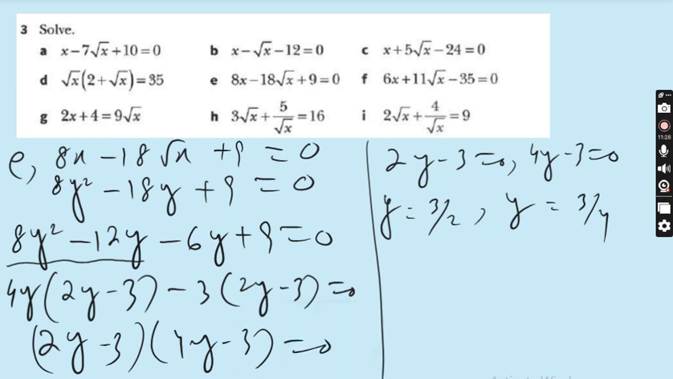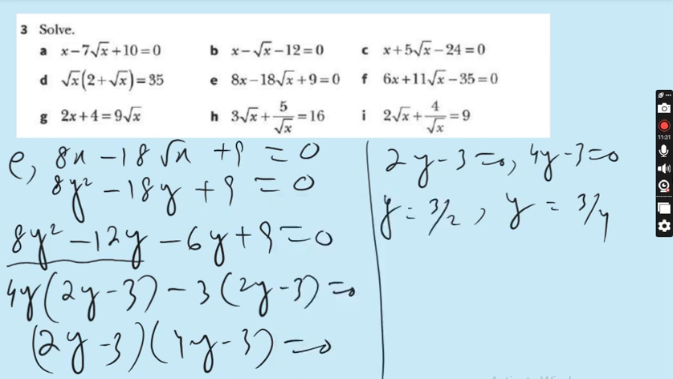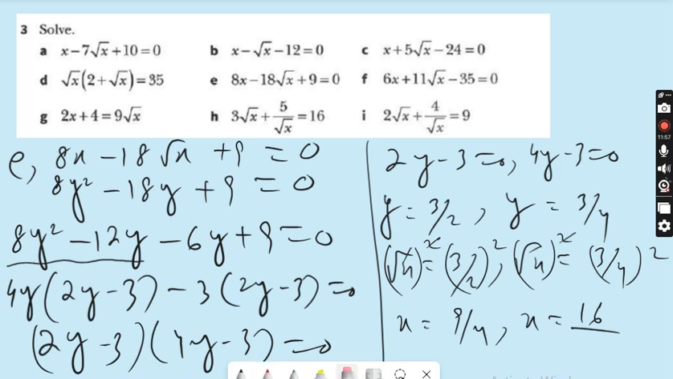What is y? Y is √x. √x = 3/2. √x = 3/4. Squaring on both sides in both the equations, square and root cancel. x = 9/4. Square and root cancel. x = 16. Sorry, 9/16. 9/4 and 9/16 is our final answer.